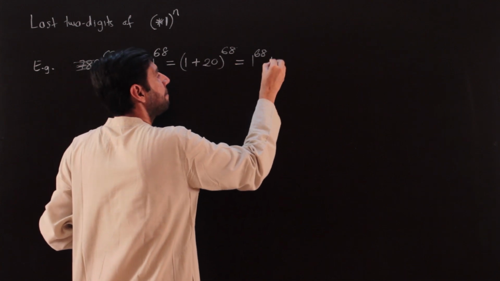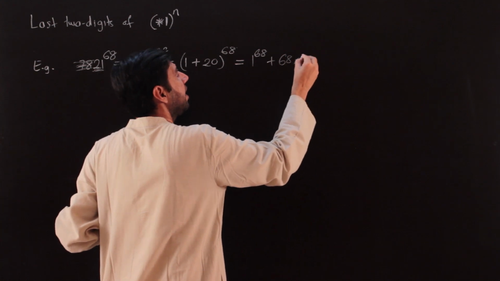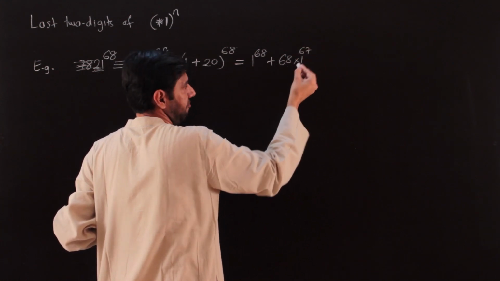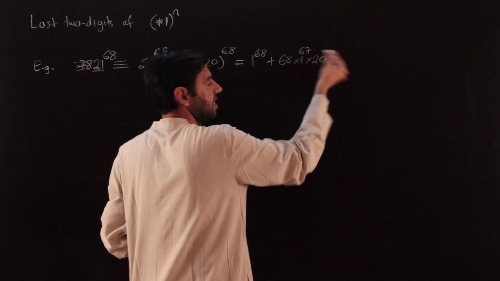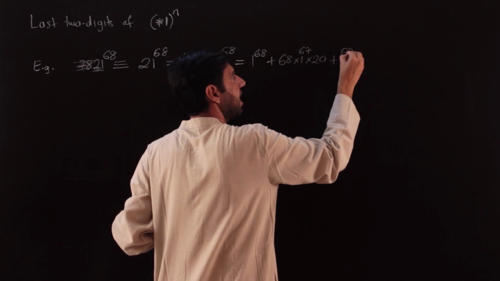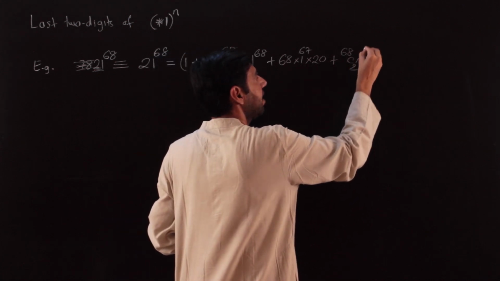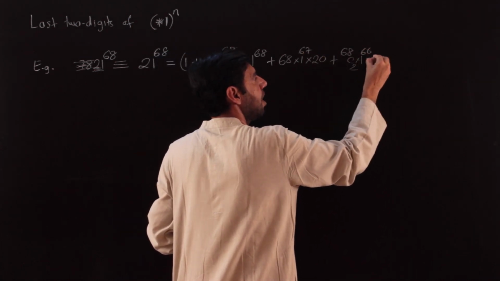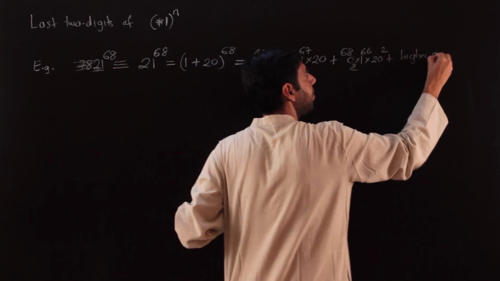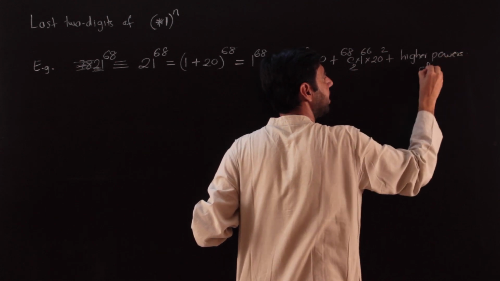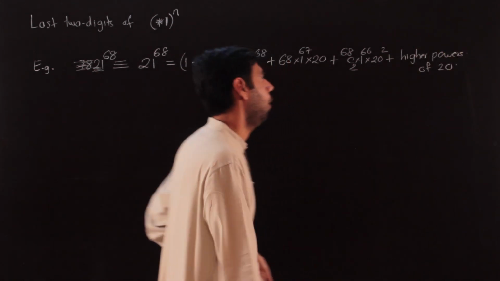I'll just write a 1 plus 68C1, that is 68, into 1 raised to 67, which I'll just write as 1. The power of 1 is decreasing and the power of 20 is increasing, plus 68C2, which is 68 into 67 by 2, 1 raised to 66, the power decreased, power of 20 increased, plus I'll just leave it as higher powers of 20. So as I go further, I'll be getting a 20 cube, 20 raised to 4 and so on.